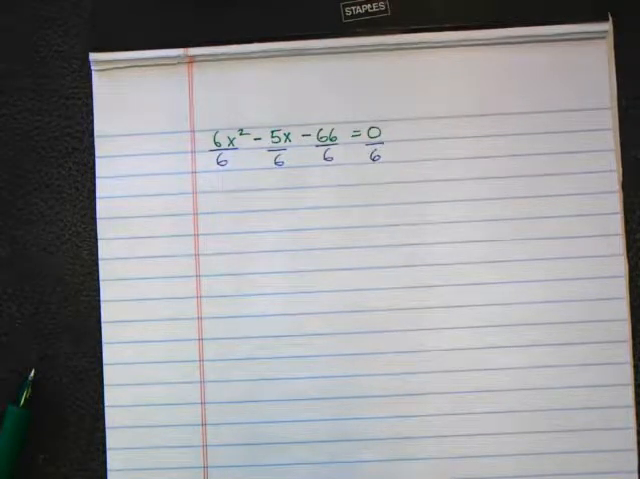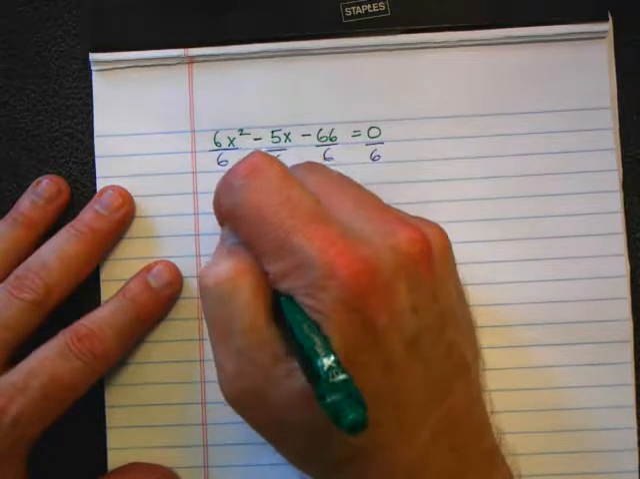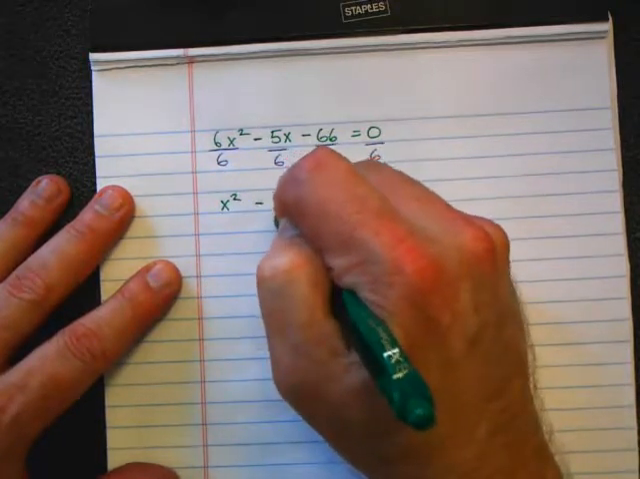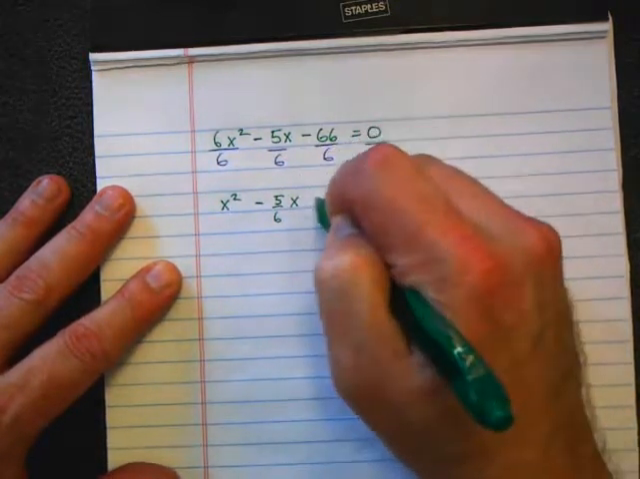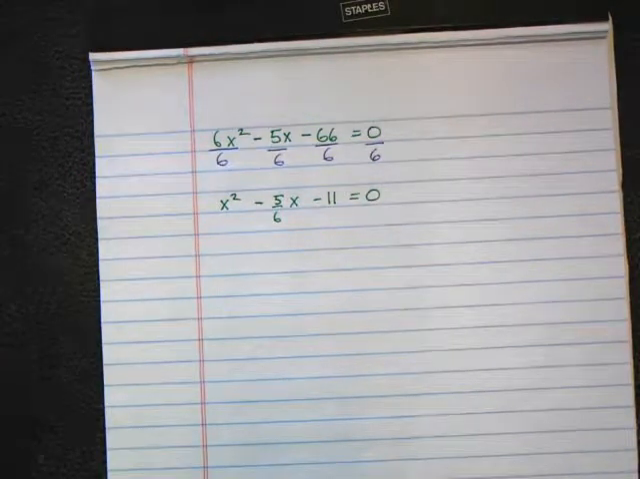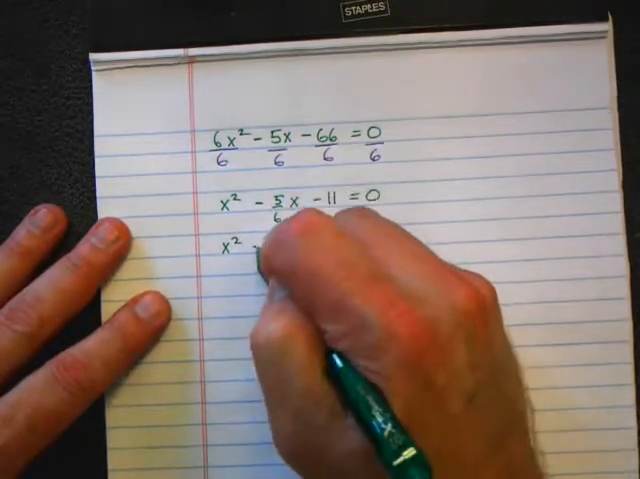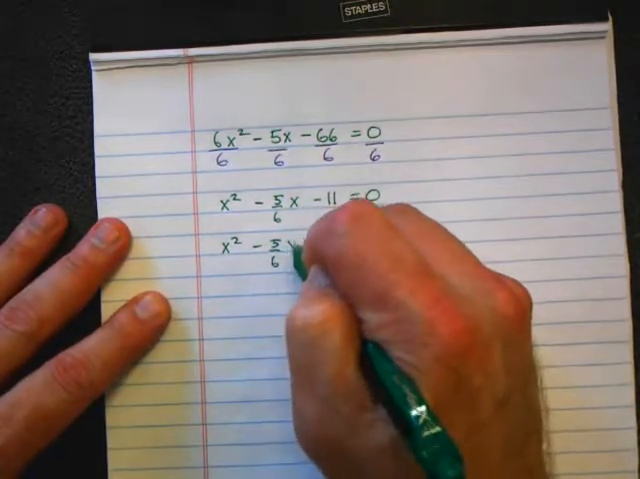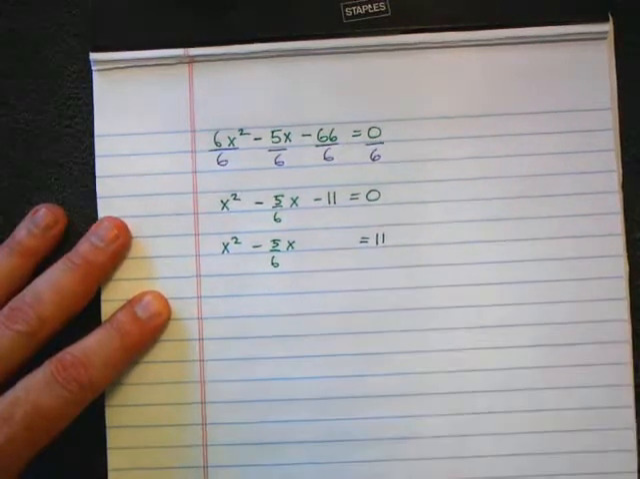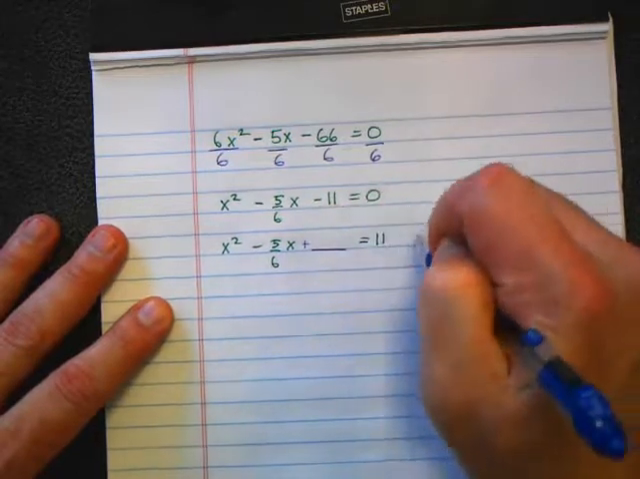So this is where these get ugly. When that first number is not the number 1, you have to divide through and you get ugly fractions right away. So we have x squared minus 5/6x minus 11 equals 0. Add the 11. That's not so bad. X squared minus 5/6x equals 11. Oh joy.